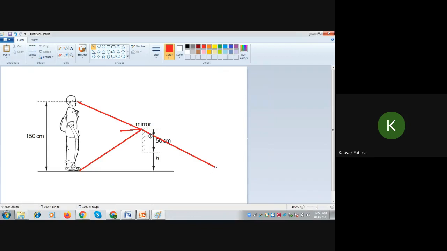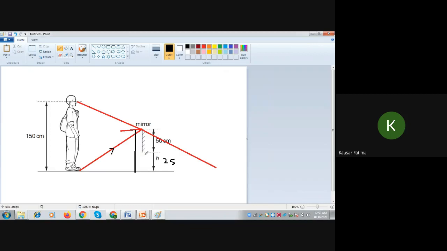So this is 50, and because this height is half of 150, which is 75, this will be 25. If I change the question, and ask what will be the maximum height of the mirror, then instead of taking the ray from the shoes of the person to the top of the mirror, you will take it to the bottom of the mirror.